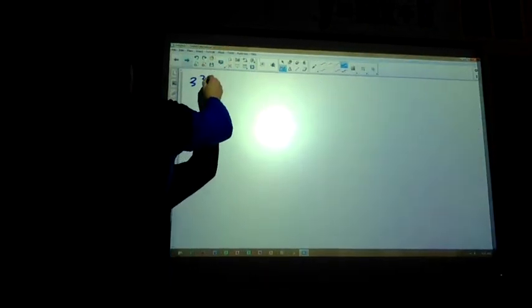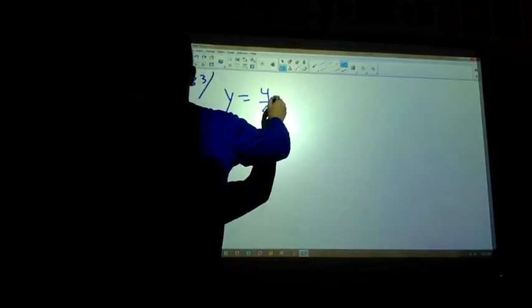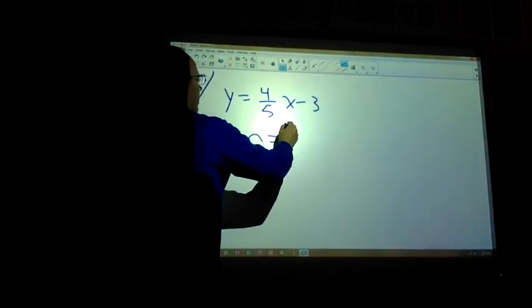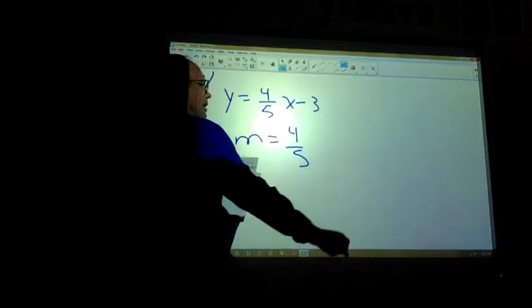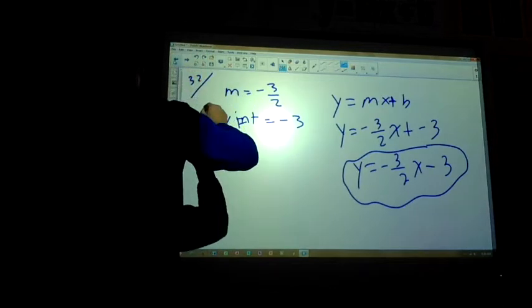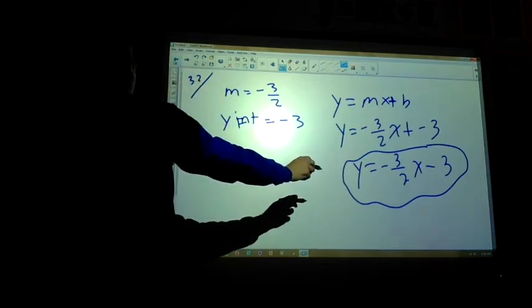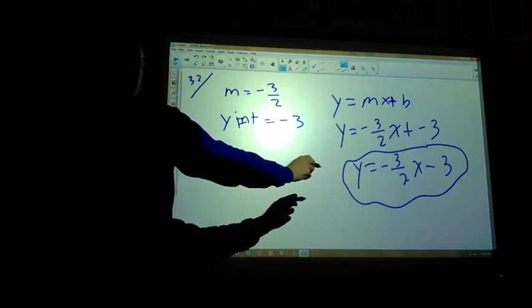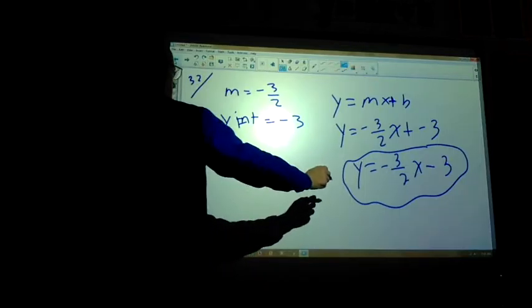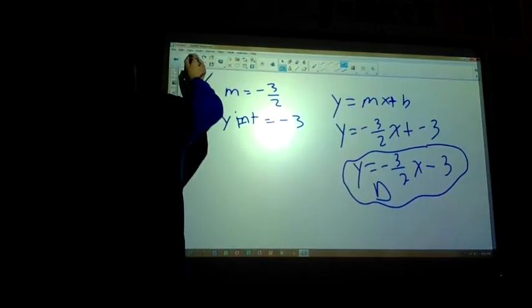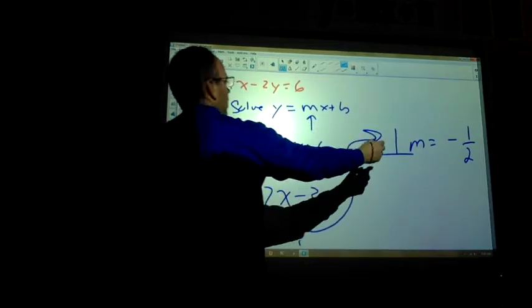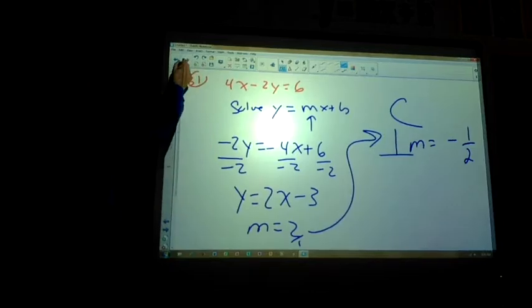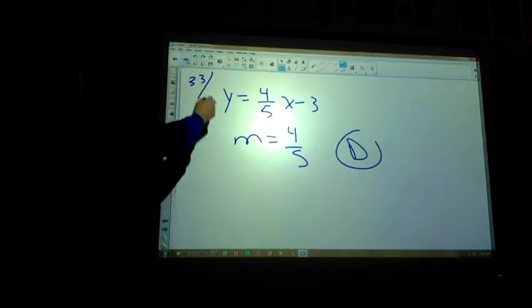Number 33. Which is parallel to this. If it's parallel, it means it has the same slope, right? So the slope of this line is 4 over 5. I know that because it's already solved for y. So I need to find which equation also has that slope, and it looks like letter D. Let's go back to 32. What was 32? D, isn't it? And then the slope of the perpendicular line, negative 1/2, C is on that one. So 31 is C, 32 is D, 33 is D.